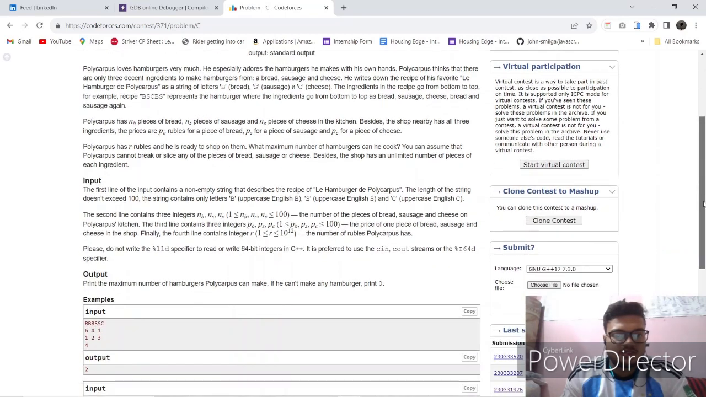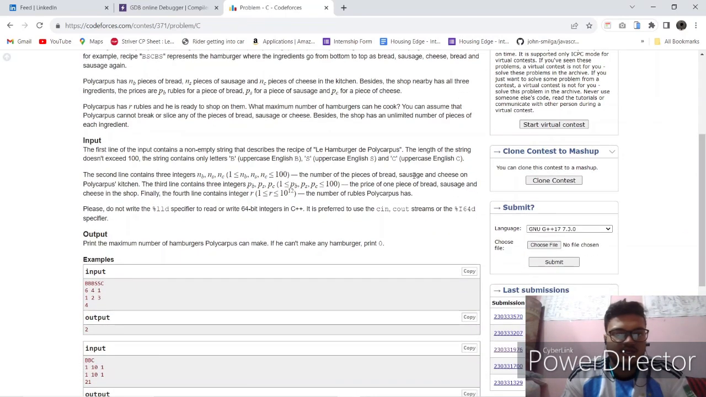The problem tells us that the recipe is given in the form of a string. The second line will contain three integers, the number of bread, sausages, and cheese Polycarpus has in his kitchen. The third line will contain the prices of one bread, sausage, and cheese. The fourth line will contain the integer r, the number of rubles Polycarpus has. We have to find the maximum number of hamburgers Polycarpus can make, and if we can't make any, we will print zero. So let's go to the code and code it out.